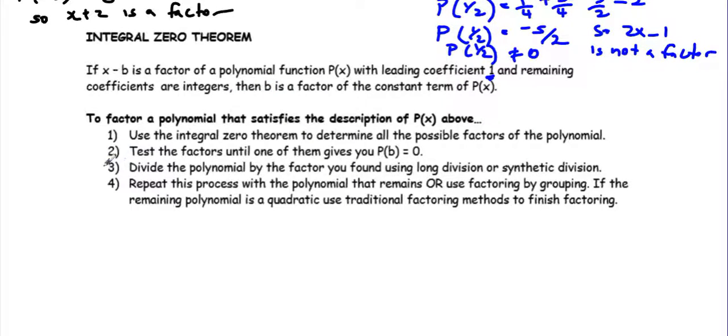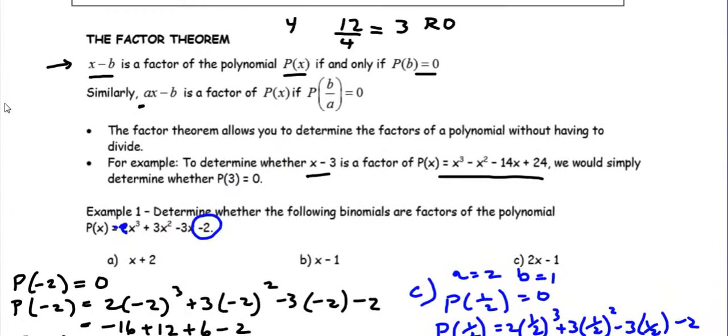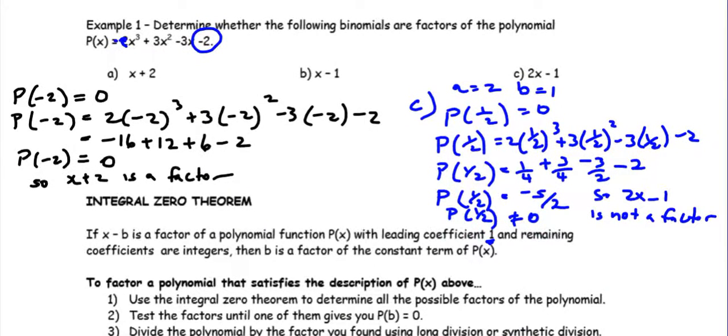Okay, so what you would do is you would try and figure out all of the factors, and you're going to test them using the remainder theorem to see if they give you a remainder of 0. Once you do that, you're going to divide by that binomial or factor that you just found using long division or synthetic division, and you're going to repeat that until it's fully factored. So this is how you factor a polynomial using the factor theorem and the integral zero theorem. Okay, so let's just do an example, and that might help.